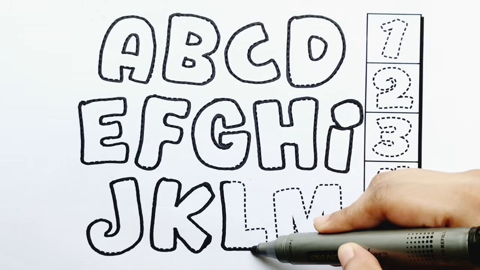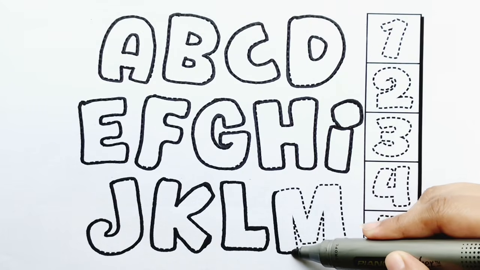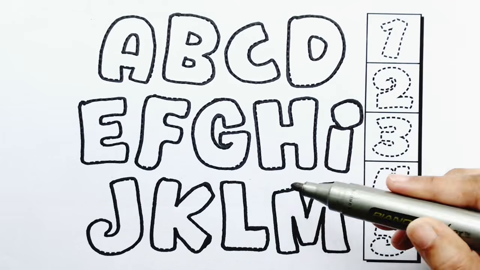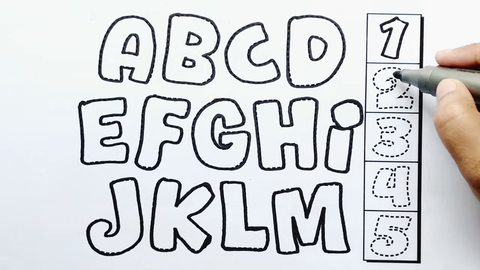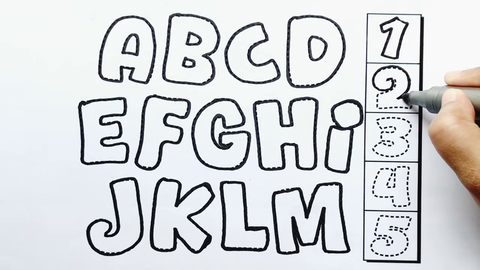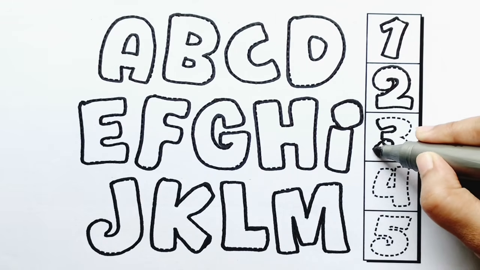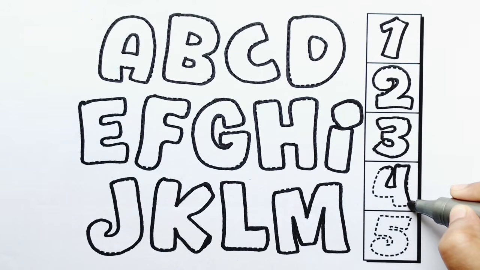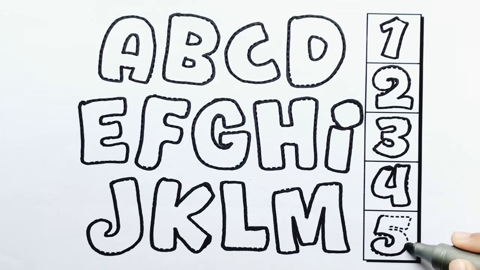A, B, C, D, E, F, G, H, I, J, K, L, M, N, O, P, Q, R, S, T, U, V, W, X, Y, Z. Let's start counting. Number 1, 2, 3, 4, and number 5. Now I know my ABCs. Next time won't you sing with me?